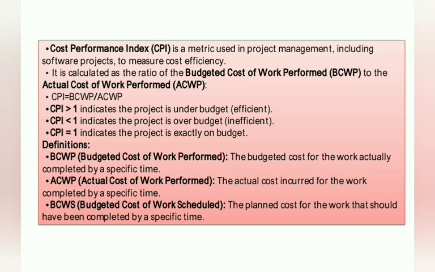Okay. So here, if the cost performance index is greater than 1, it indicates the project is under budget and it is efficient. If the CPI is less than 1, it indicates the project is over budget, and if CPI equals 1, then it indicates the project is exactly on budget.